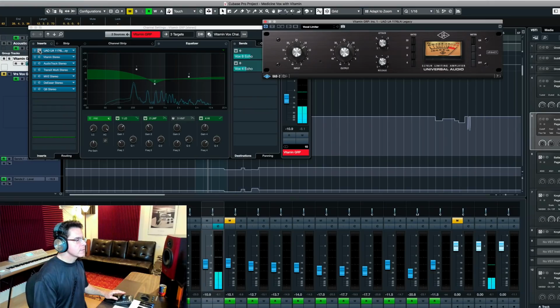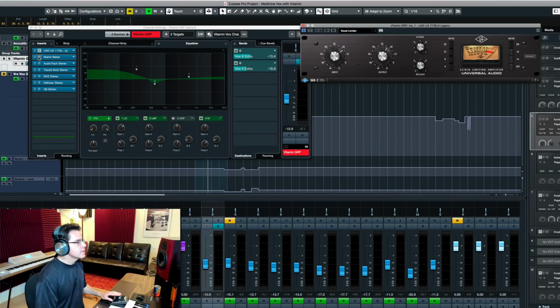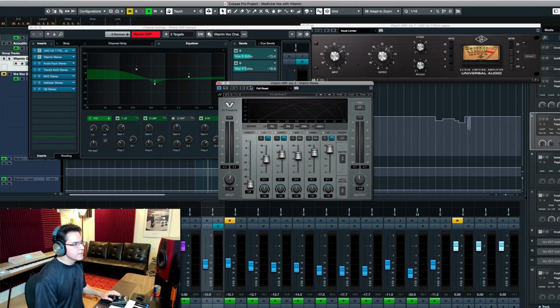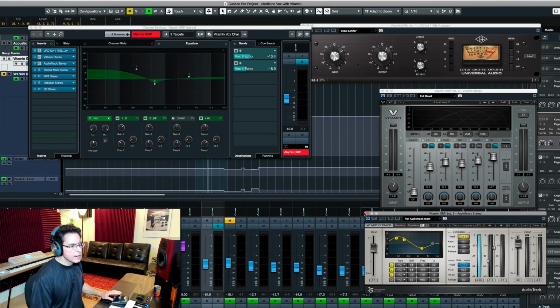Okay. So first thing in the chain is the 1176 by UAD. Next I'm running the Vitamin. You saw the settings on that before. Next I'm running the audio track channel plug-in. So this is where I'm starting to make some EQ corrections against what's happening with the Vitamin. I'm also running a little bit of compression, a little bit of gate here.